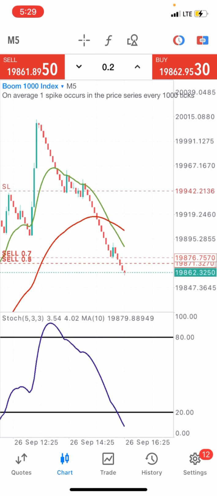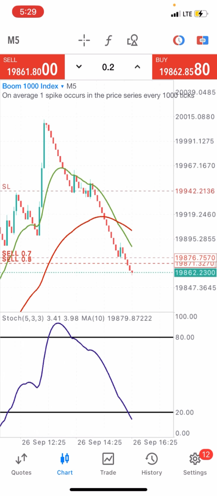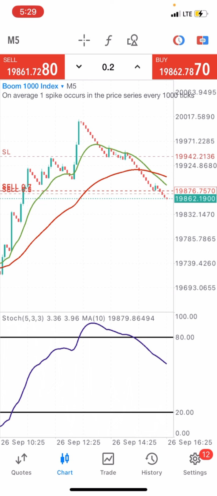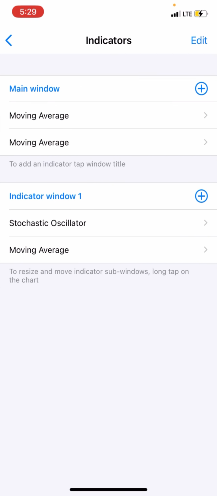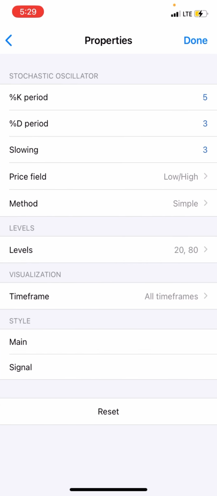That's a little spike that has no impact. The little spike right there doesn't have any impact, so we keep going, guys. The next indicator is going to create an indicator window 1, if you don't have any indicator already in indicator window 1. You simply put your stochastic oscillator and it's going to automatically create an indicator window for you.